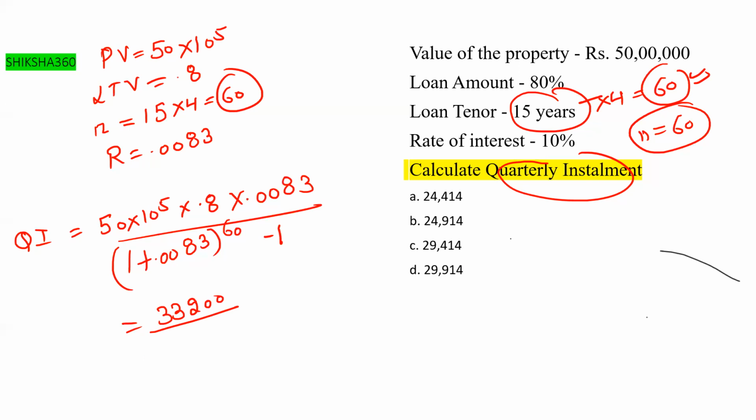And the denominator is 1.0083 power 60 minus 1. We will get 0.64204. So 33,200 divided by 0.64204.